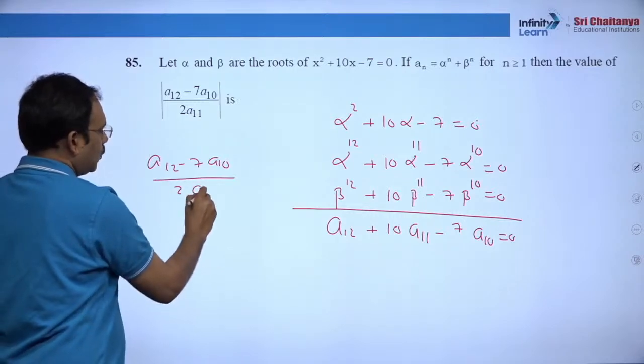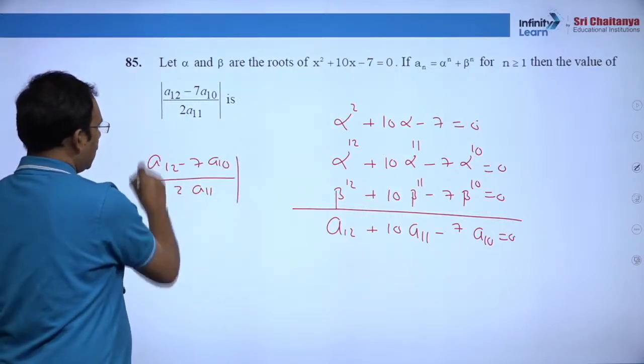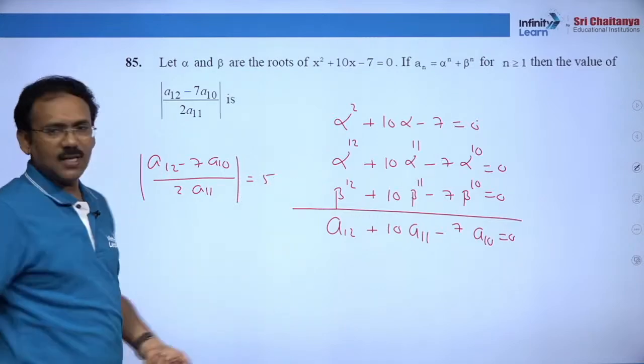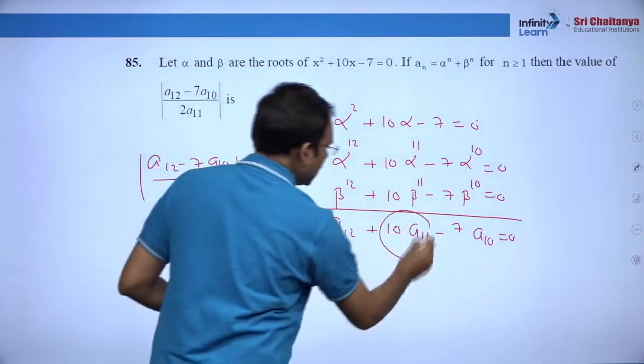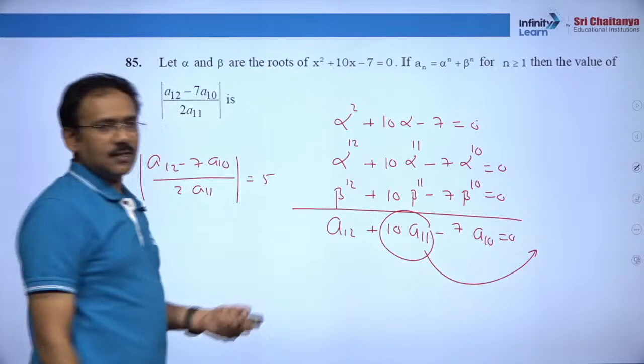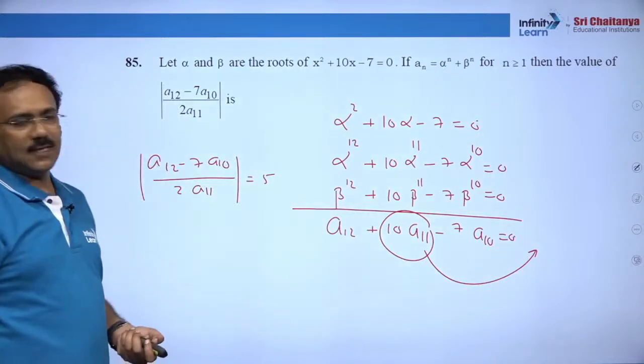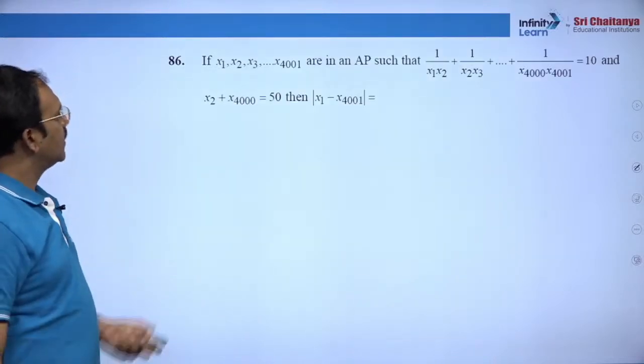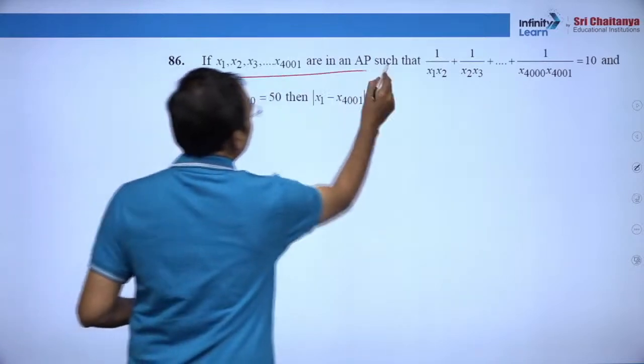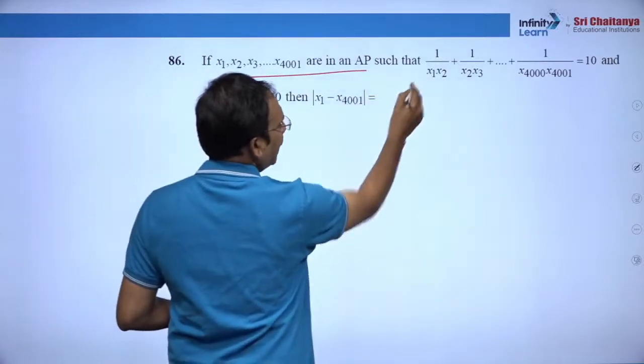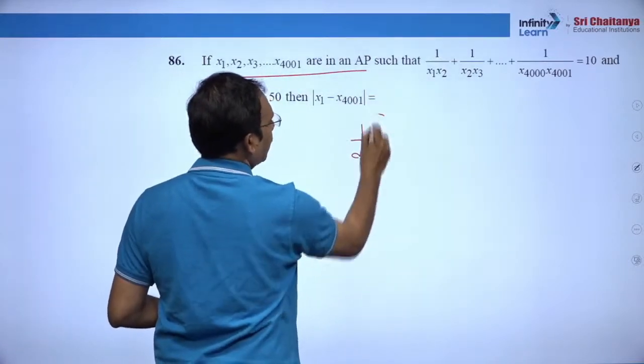If you write 2 a11, you will get 5. That is it. You just take this term to this side and bring that, so that you will get 5. Next, my dear friends, these are the numbers which are in AP. You just multiply here and divide with the common difference d.